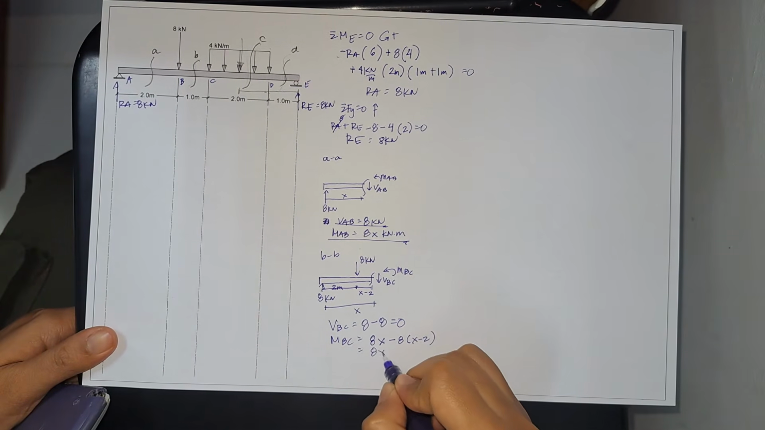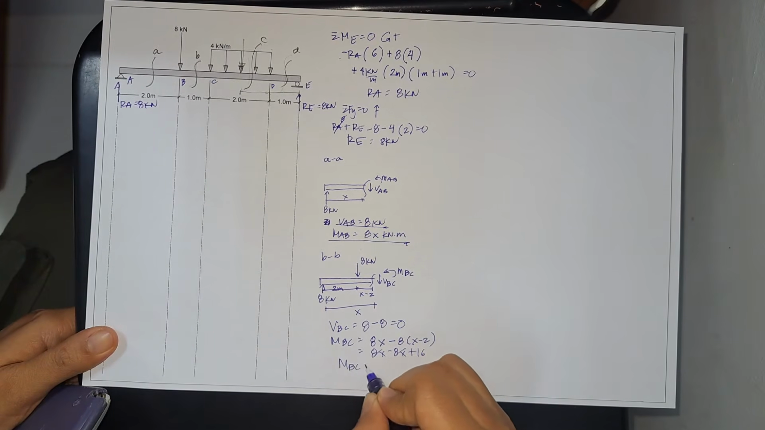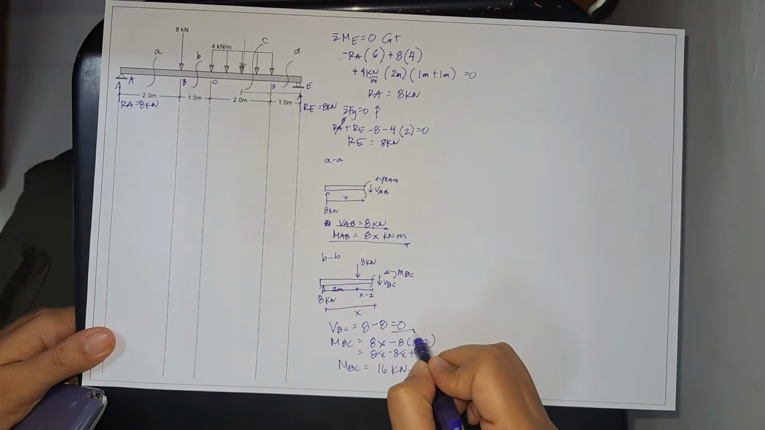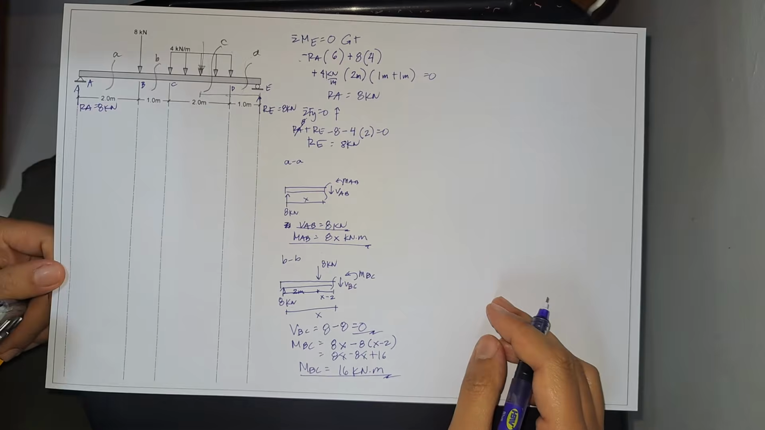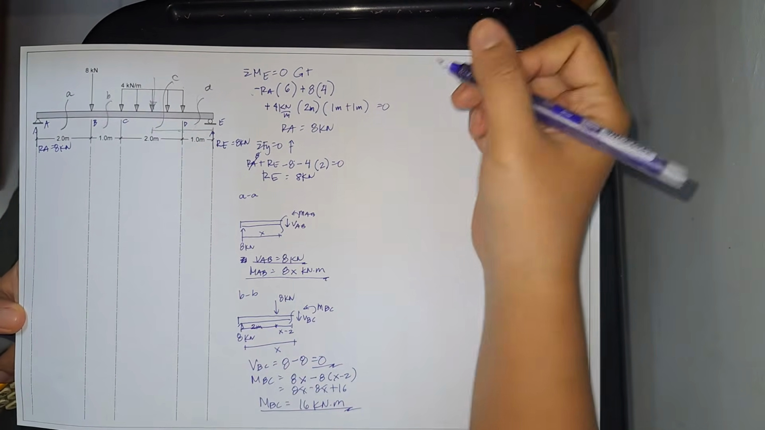We have 8x minus 8x plus 16 cancel out. So the moment at BC is 16 kilonewton-meter. So this is now the shear and moment equations for segment BC. And then next, let's proceed to segment CD.